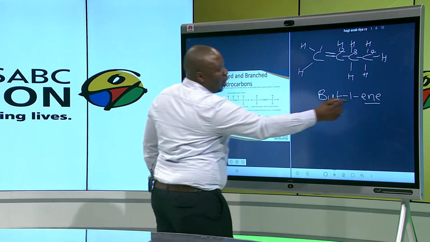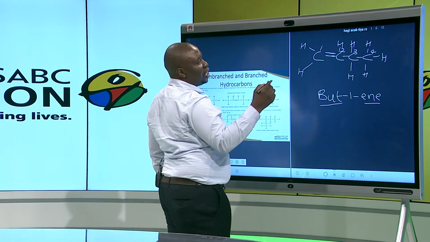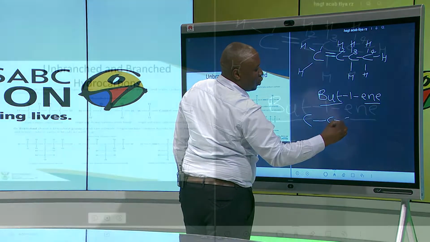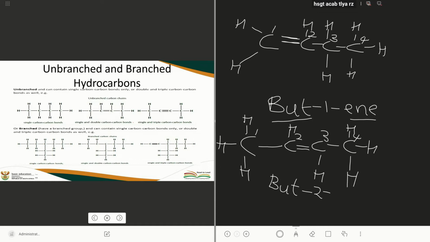However, for this but-1-ene that I'm referring to, we can move the double bond to carbon number 2. So the name will change. If we move the double bond to carbon number 2, the name will change to become but-2-ene. So we have but-1-ene or but-2-ene, depending on the position of the double bond. If the double bond is in carbon number 2 now, you see this is carbon number 1, carbon number 2, carbon number 3, carbon number 4. When it's 4 carbons, we say but. Then the double bond is in carbon number 2.